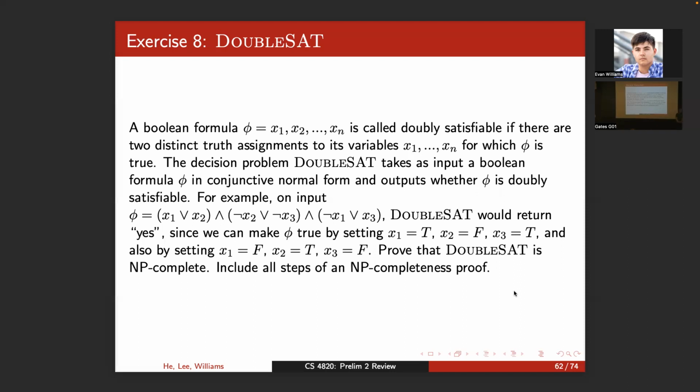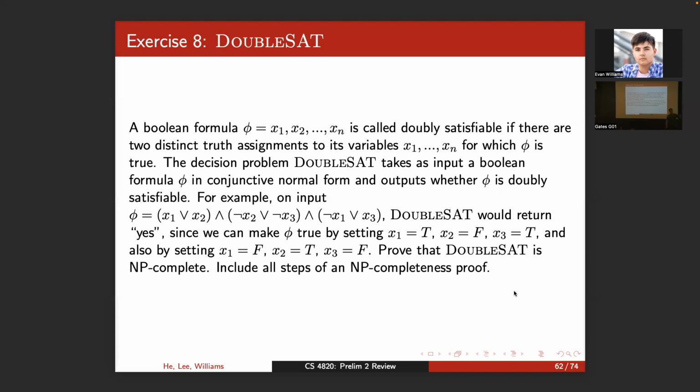Okay, so let's go ahead and go through the solution for this problem. First of all, what's the first thing we need to prove when we're trying to prove that double sat is NP complete? That it's in NP, right? So can someone briefly give me a verifier that proves that this is in NP?